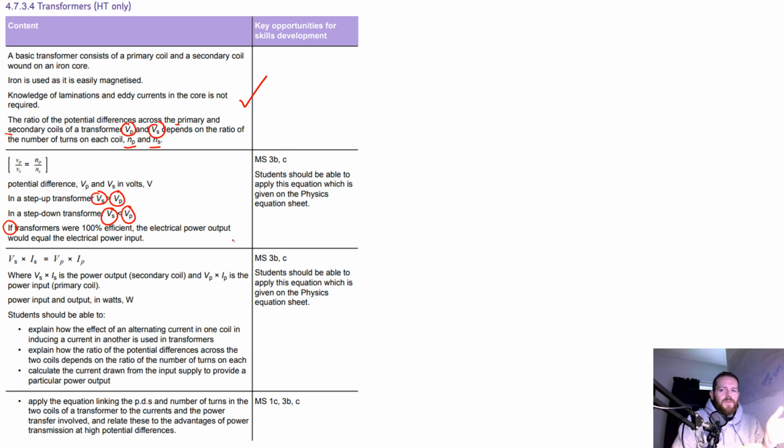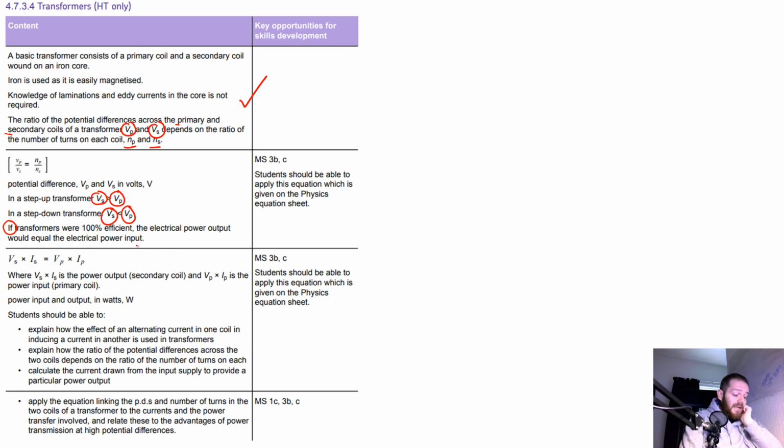We understand there's going to be some energy loss. Let's not involve it in the equation. We know there will be, but we'll calculate it as if there's not going to be, and that way we get an easier to calculate answer. So if transformers are 100% efficient, spoiler alert, they're not. They're pretty efficient, don't get me wrong, but they're not 100%. Right, next one.